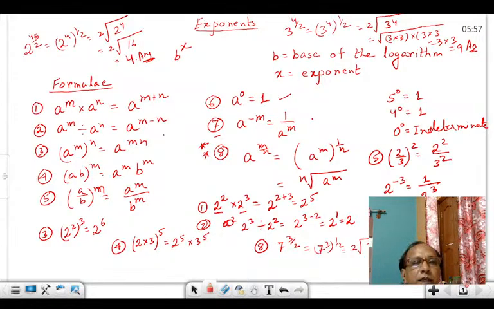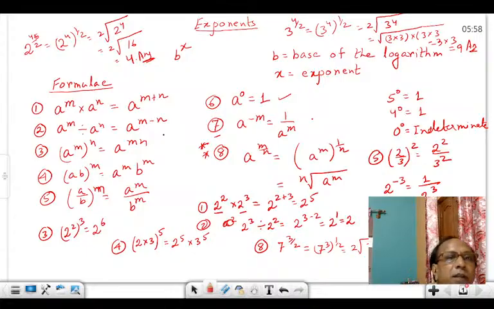The first formula is a to the power m into a to the power n equals a to the power m plus n, when the base is the same. a to the power m divided by a to the power n equals a to the power m minus n if the base is the same. a to the power m to the power n is a to the power m into n, and ab to the power m equals a to the power m, b to the power m. a by b to the power m equals a to the power m by b to the power m. a to the power 0 is 1. a to the power minus m is 1 by a to the power m, and a to the power m by n is equal to a to the power m to the power 1 by n, or nth root of a to the power m, right?